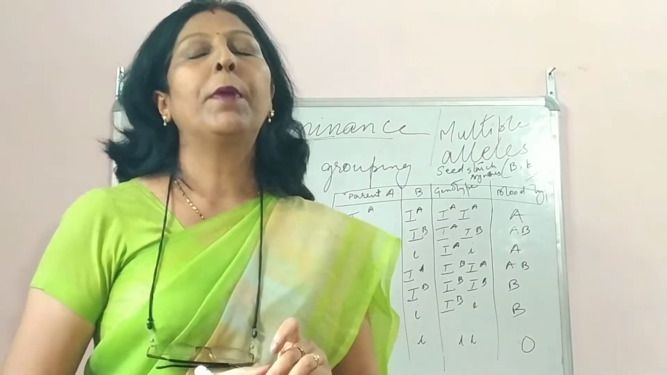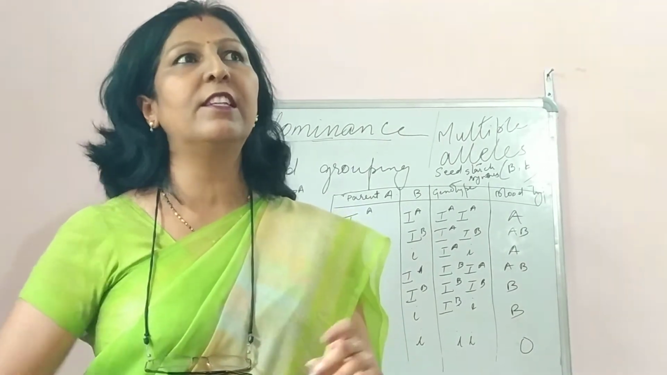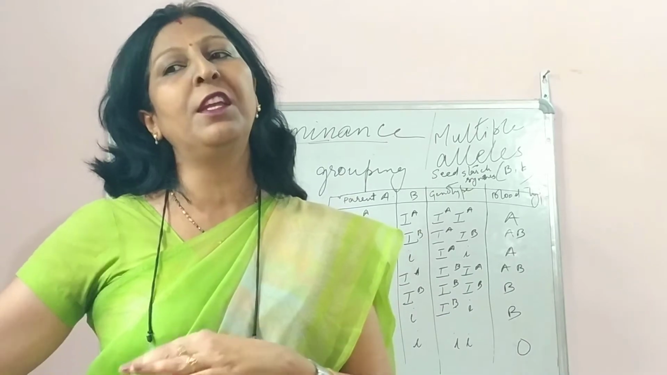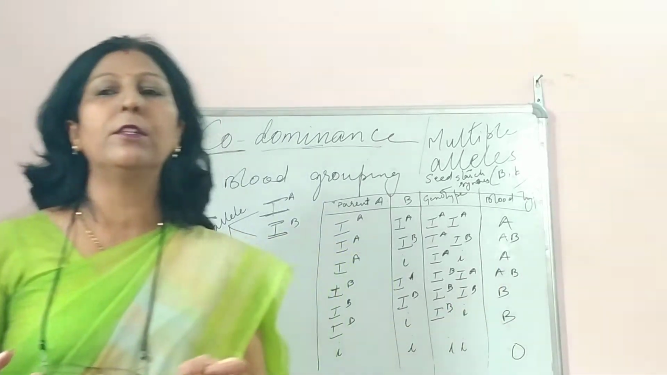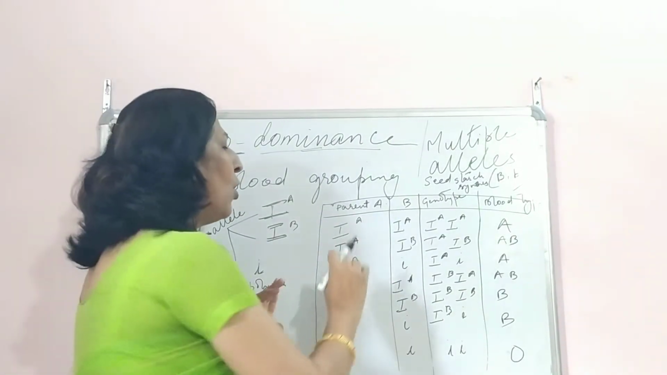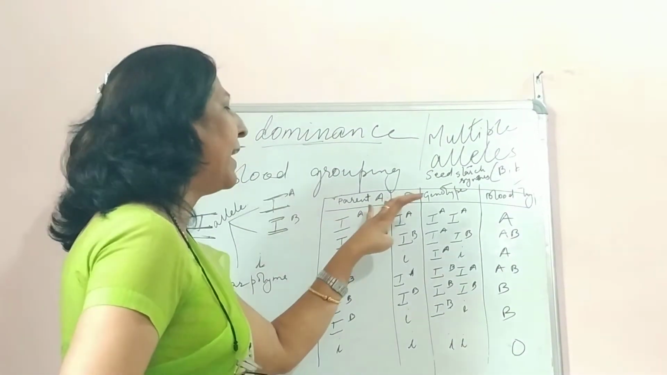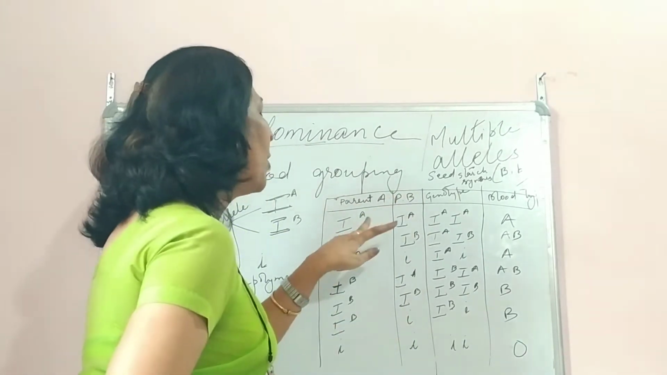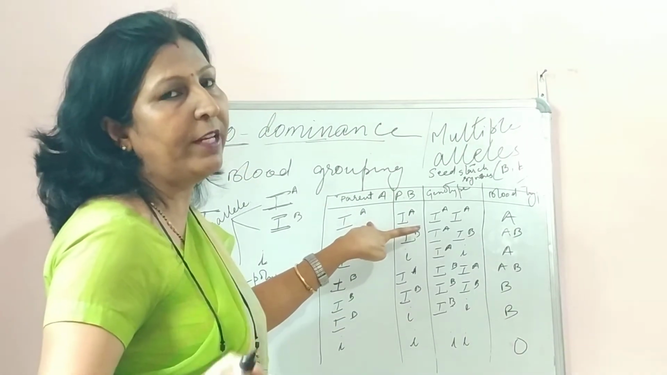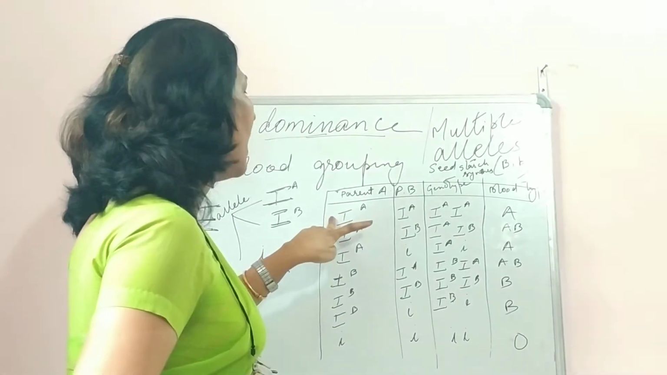And normally, when reproduction takes place, genetics is how it is shown in the offsprings, how the blood groups are exhibited in our offsprings. So suppose a parent A and parent B are taken. This is parent B and this is parent A. So parent A, the gene which he exhibits, that is IA.